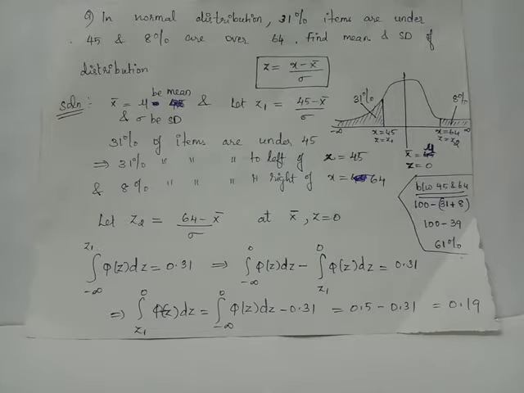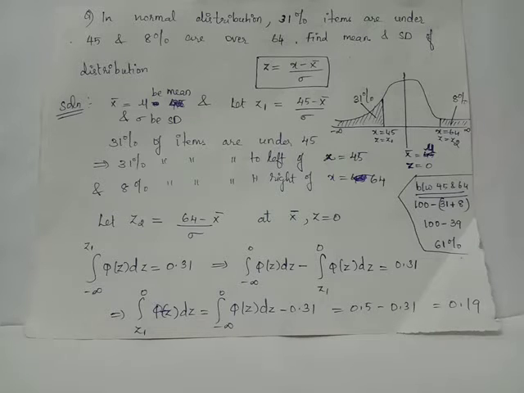We have the normal variate z equals (x minus x bar) upon sigma. If you give x equals x bar in this equation, you obtain z equals (x bar minus x bar) upon sigma. Therefore, the axis of symmetry of the normal curve, x equals x bar, can also be notated using z equals 0. Since 31% lie under 45 and 8% lie over 64.